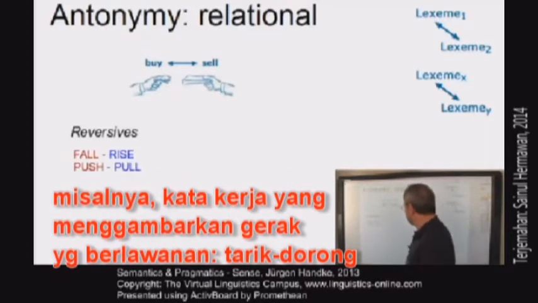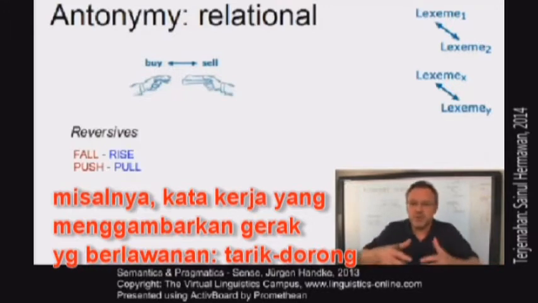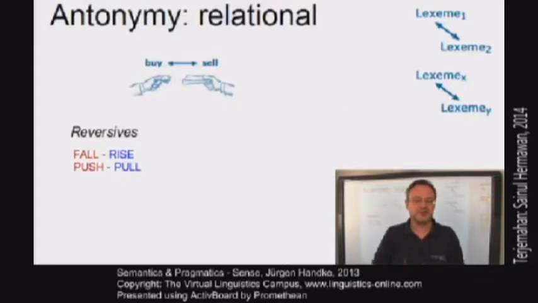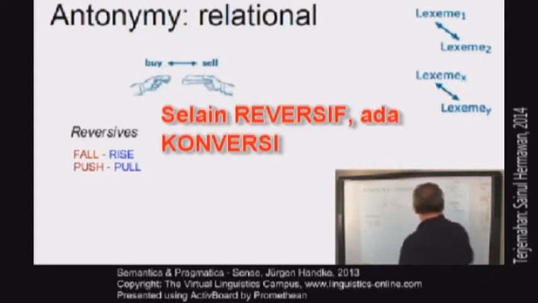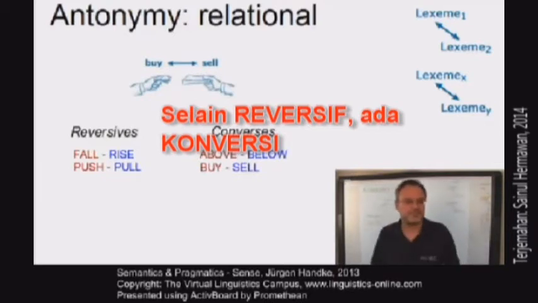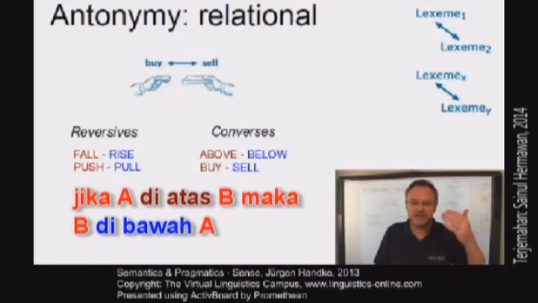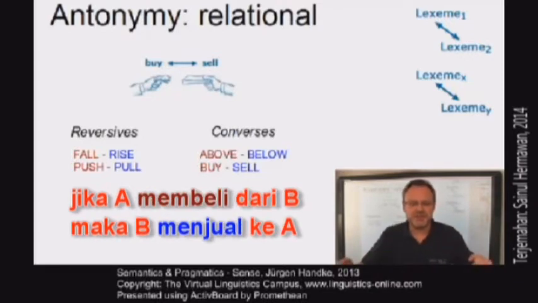We have something referred to as reversives, that is normally a relationship between verbs describing movement or more generally change in opposite directions. Fall versus rise, or push versus pull are two examples. And then we have so-called converses, terms which describe a relation between two entities from alternative viewpoints. If A is above B, then B is below A. If A buys something from B, then B sells something to A.